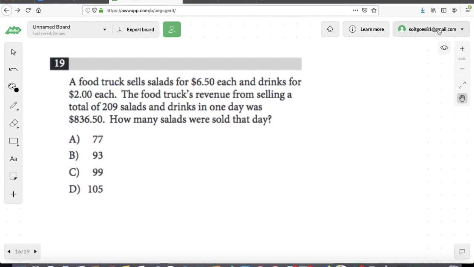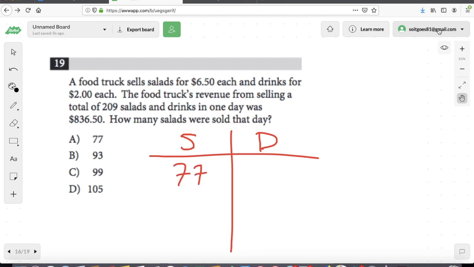We've got two variables again here, so we're going to create that T-chart. We've got some unknown number of salads and some unknown number of drinks, so S and D. Does that make sense? Yes. The question is, how many salads were sold that day? Let's test answer choice A, 77 salads. If 77 salads were sold, how many drinks were sold?